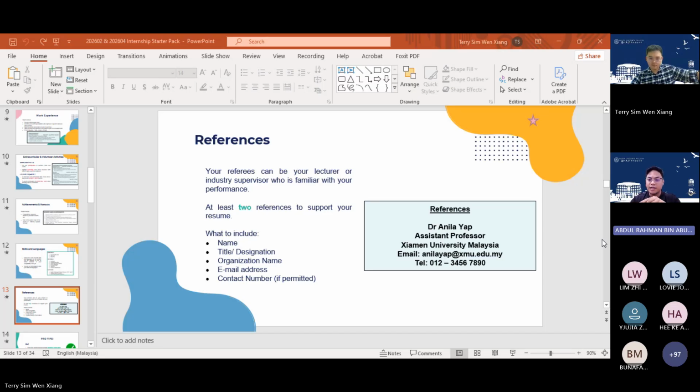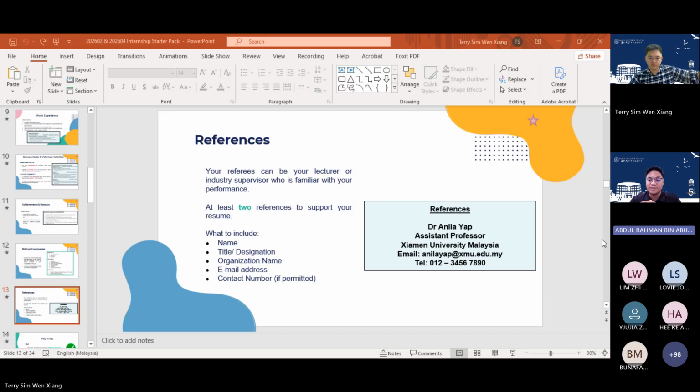Okay, should I have to mention my internship from start to date? Actually, you don't have to, because you already have your application letter. So when you apply for the internship placement, you would have to attach it as well, so they would know your internship dates. When can we start sending the resumes?